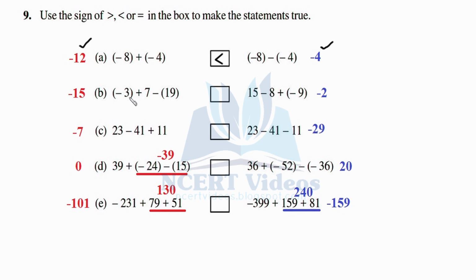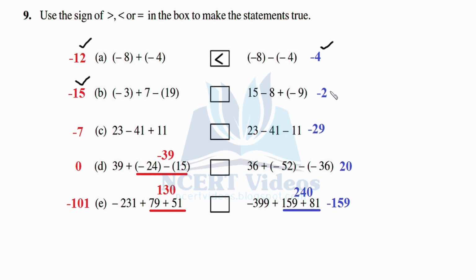Now here you can see minus 3. First just add negative terms. Minus 3 and minus 19, first add them. Sign will come of negative and answer will be minus 22. Minus 22 plus 7 is minus 15, because sign was of negative, greater. Now here what we can do, minus 8 minus 9 is how much? 17, and then minus 17 and plus 15 is minus 2. That's how you can do it.